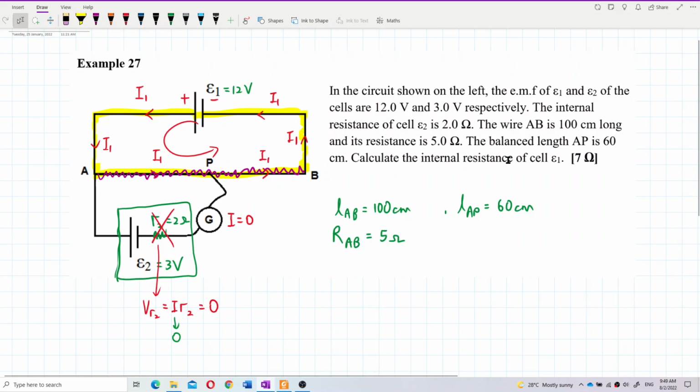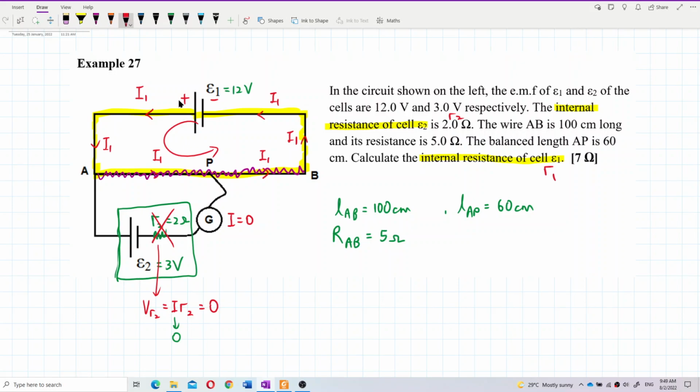Okay, so right now I want to calculate the internal resistance of E1. This E1 also has internal resistance. As you can see, both batteries have internal resistance. E2 has internal resistance R2, 2 ohm. E1 also has internal resistance, but it's unknown. We need to find it out. I write that this 2 ohm is for R2, the internal resistance for battery 2. And right now I want to find the internal resistance of cell E1. So I put that as small R1.